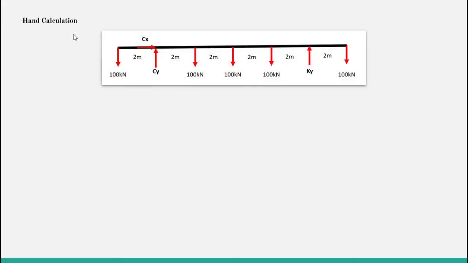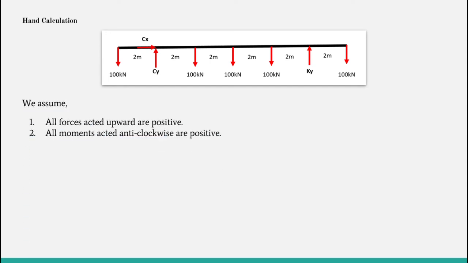For this section, I will explain the hand calculation. First of all, we have to draw our free body diagram of the whole truss structure system. The free body diagram only involves the forces and the reaction forces. Then the free body diagram is as such. As you can see, at point C the system is supported by a pin support, while point K is supported by a roller support.